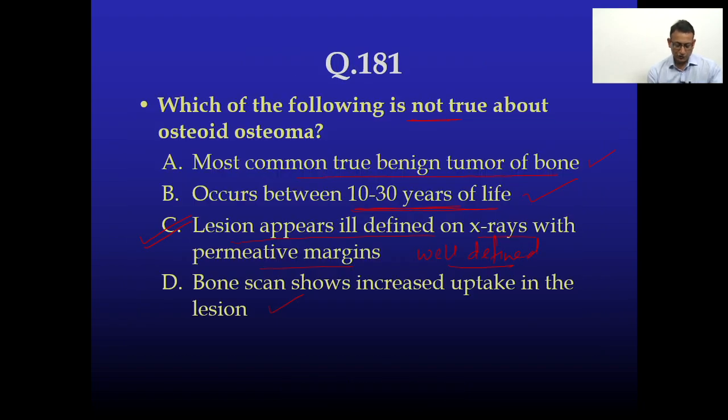So I think the choice C is the answer of question number 181, where it has been written the lesion appears ill defined on X-ray with permeative margin. So this statement is not true. The answer of question number 181 is C.